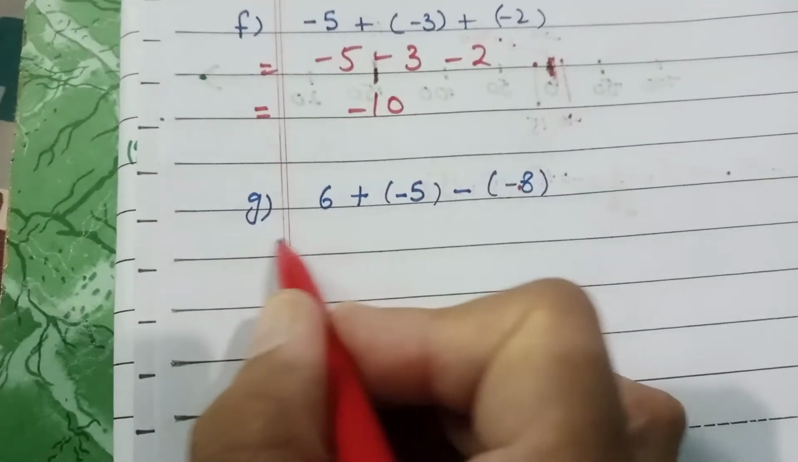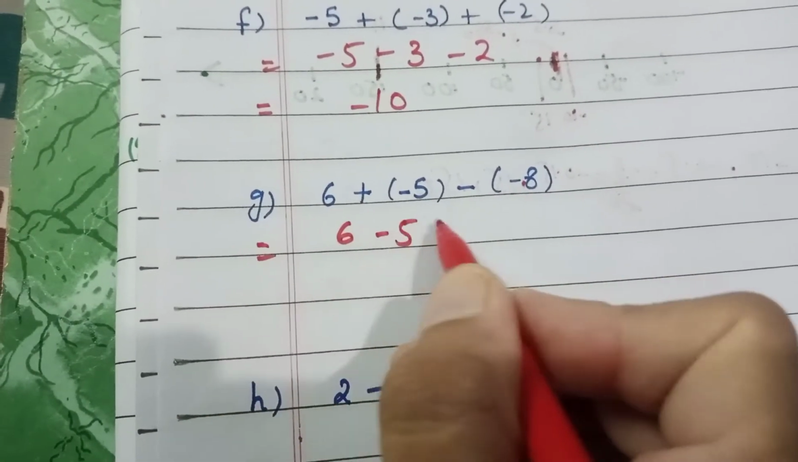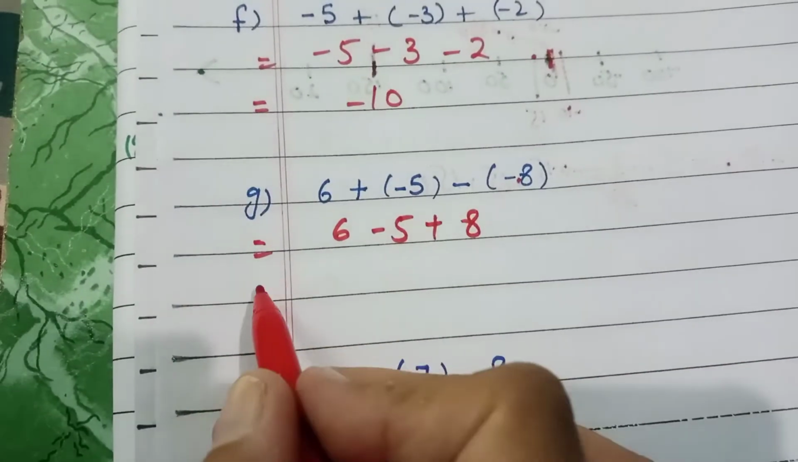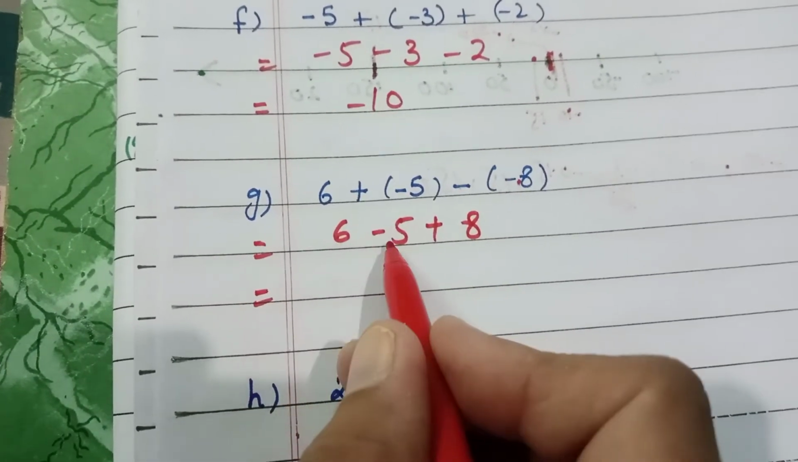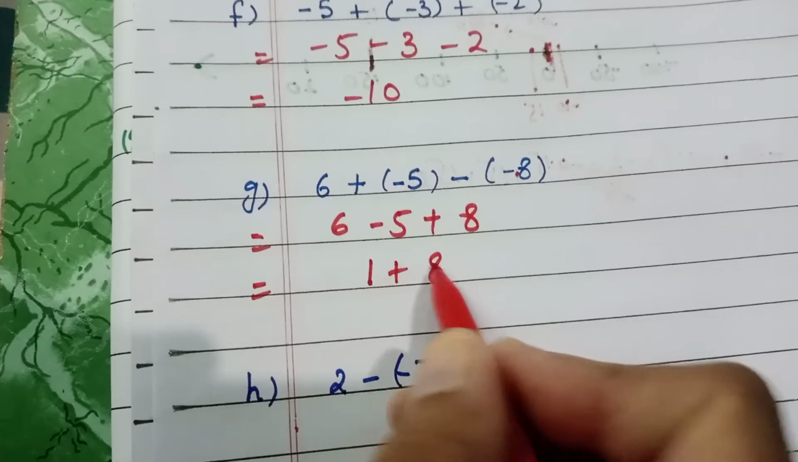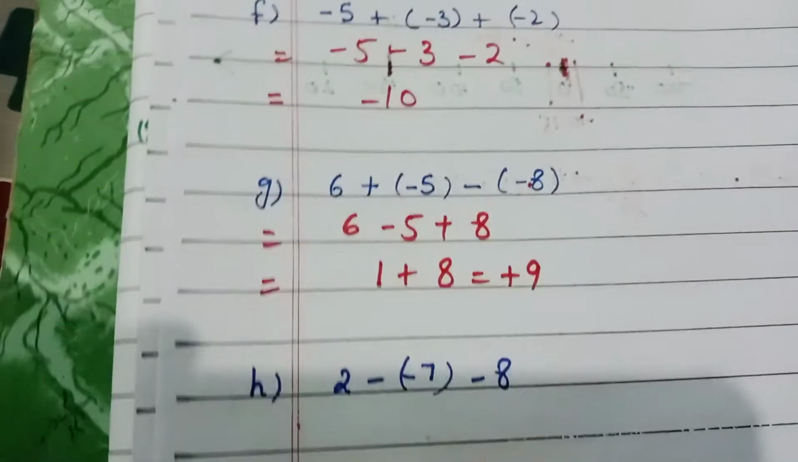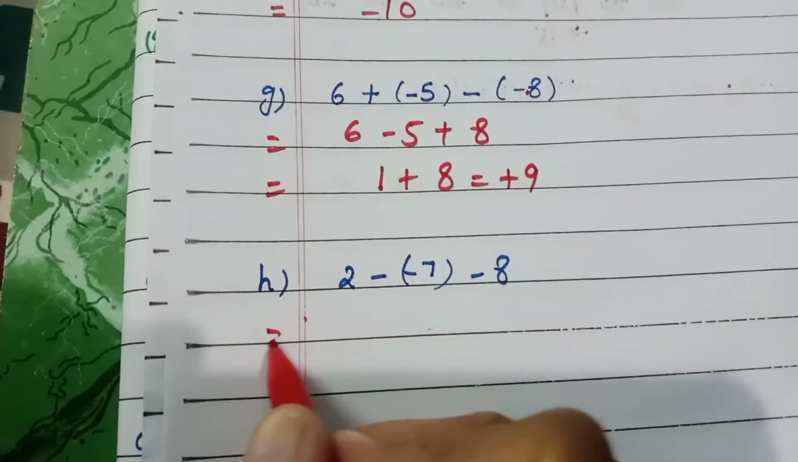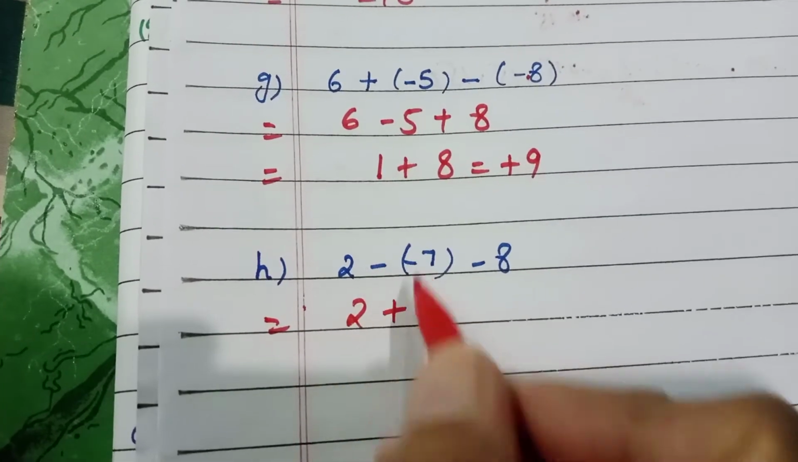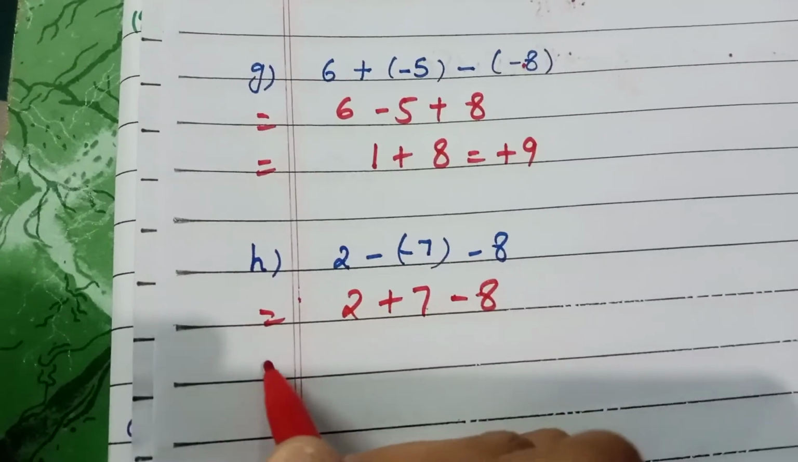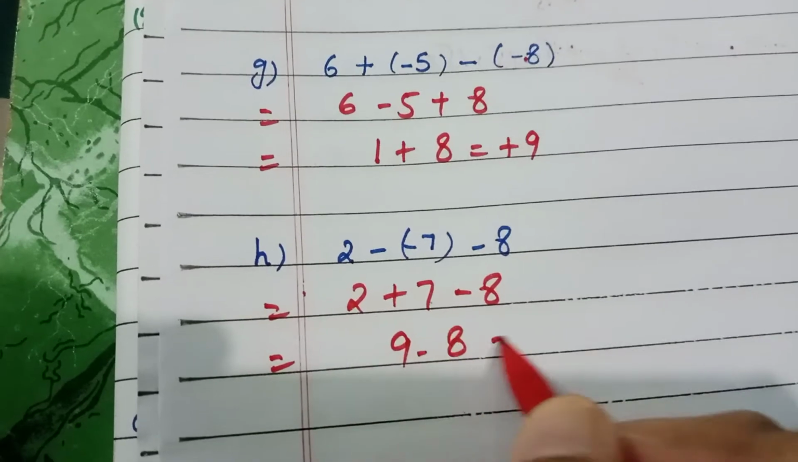In G part, 6 minus 5, 1 plus 8 is 9 and the sign is plus. In H part, I have this minus minus plus 7 minus 8. 2 plus 7, 9 minus 8 is 1.